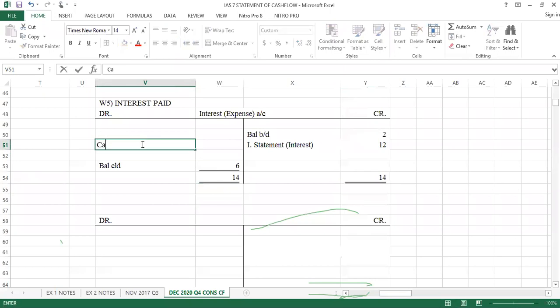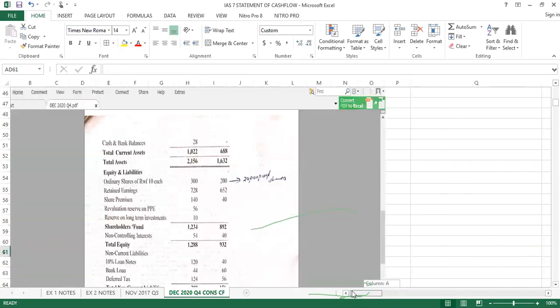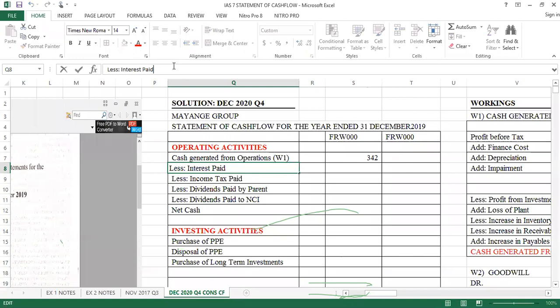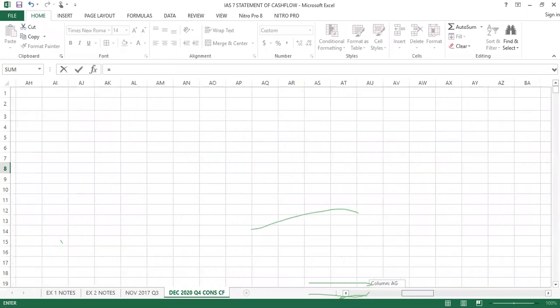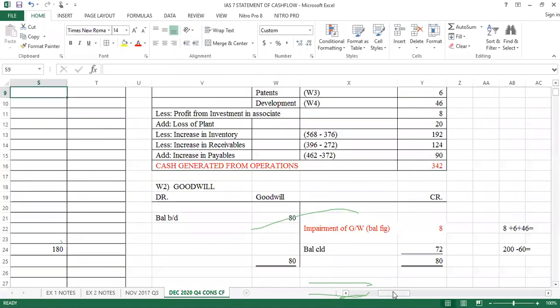So what is the cash paid? Cash paid is the balancing figure. So our balancing figure is 14 minus 6. How much is that? 8. This question has very many 8s that, if you are not careful, can confuse you. Working 5 is also 8. That is why it's important to write the working number so that you don't get confused. So that is working 5. We are done with that.